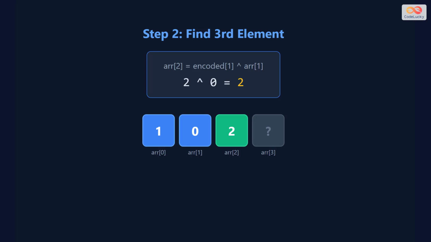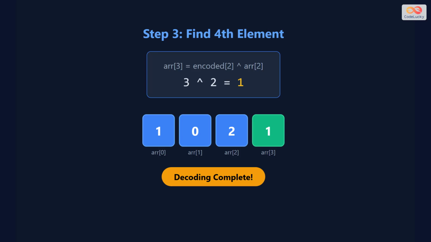Now we move to the next position. We take our newly found 0 and XOR it with the next encoded value, which is 2. 0 XOR 2 is 2, so the third element in our array is 2. Finally, we take the current value of 2 and XOR it with the last encoded value, which is 3. 2 XOR 3 is 1. We have now successfully decoded the entire array.